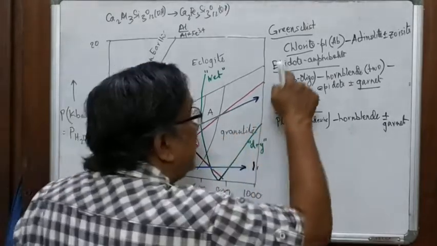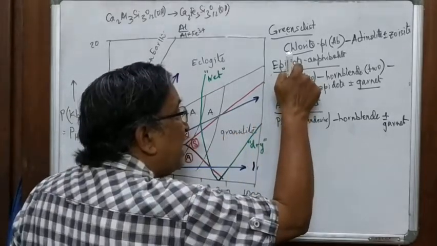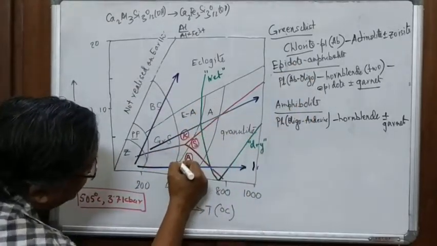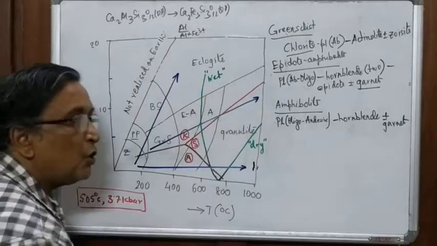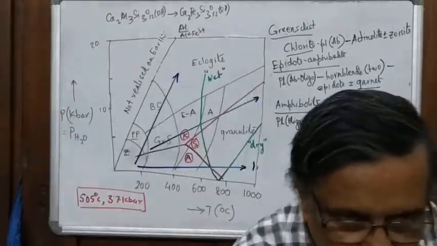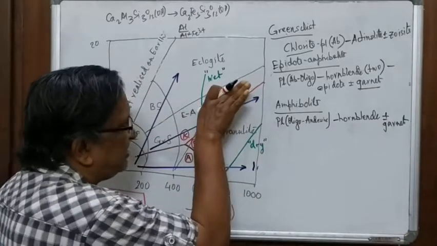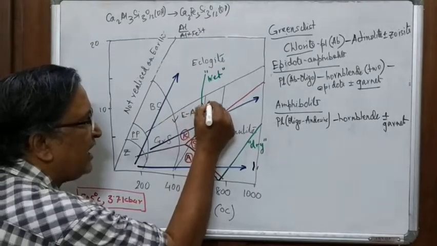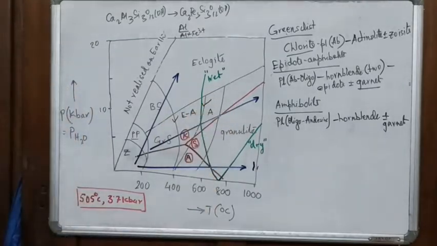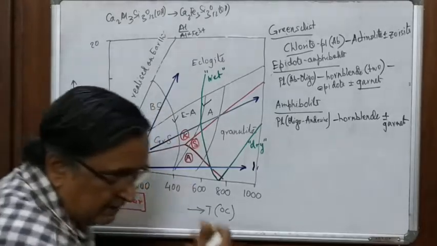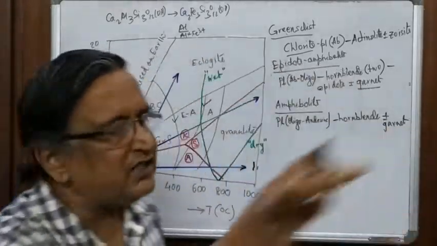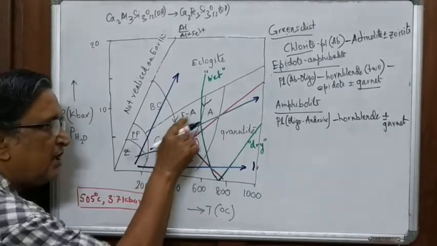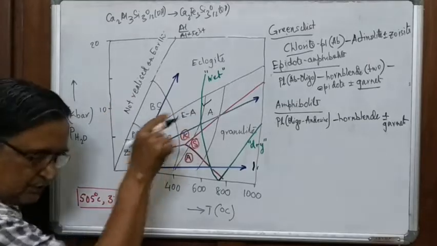Now, therefore, the boundary between the epidote amphibolite facies and amphibolite facies, which is this line here, is essentially an epidote out reaction. That means if you're going on a progressive metamorphism, this was chlorite out, this is epidote out reaction. It is nothing in, it is out. As we go into progressive metamorphism, this reaction is chlorite out, and this reaction is epidote out.